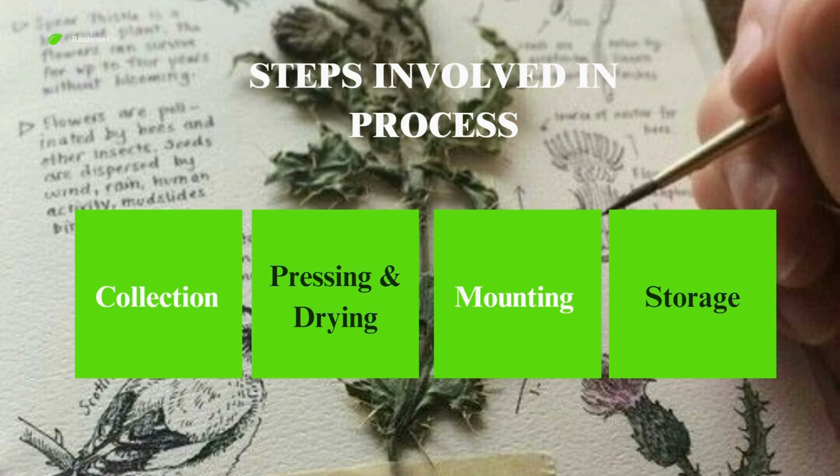The second is pressing and drying. Once collected, the plant specimens are carefully arranged on sheets of absorbent paper and pressed to remove the moisture. This process preserves the plant's shape and structure. The sheets are then dried to ensure long-term preservation.